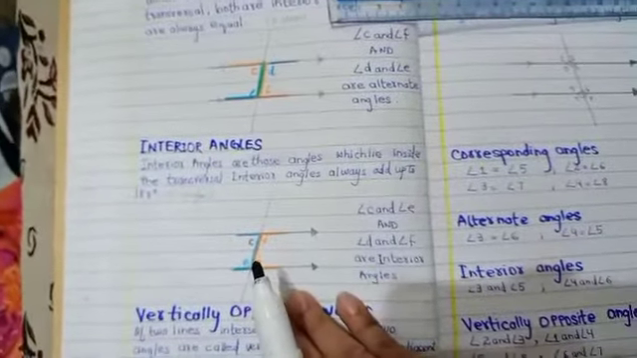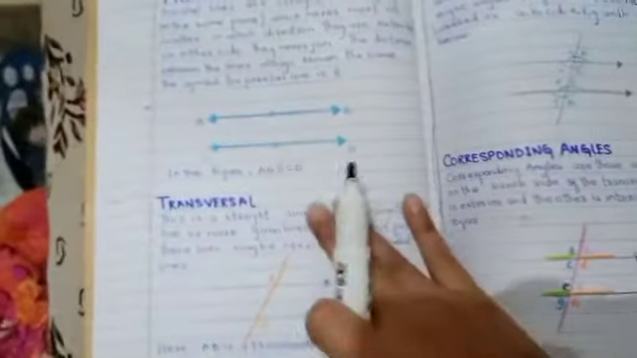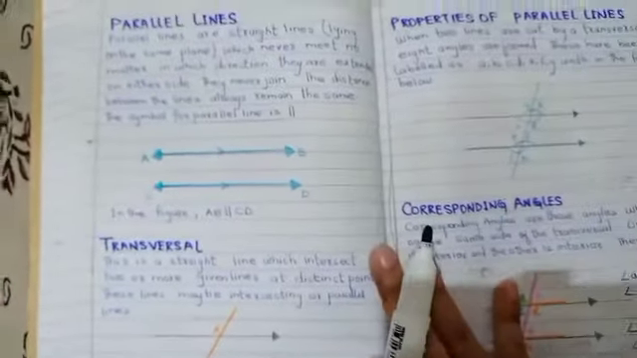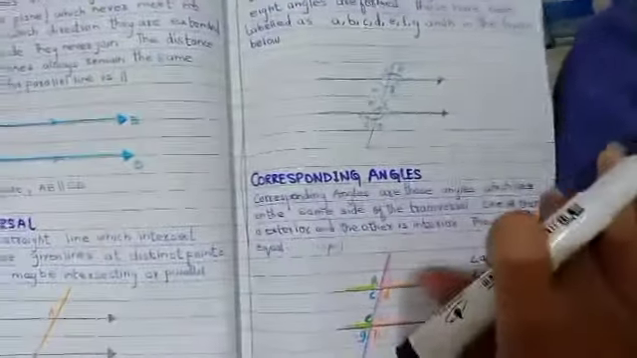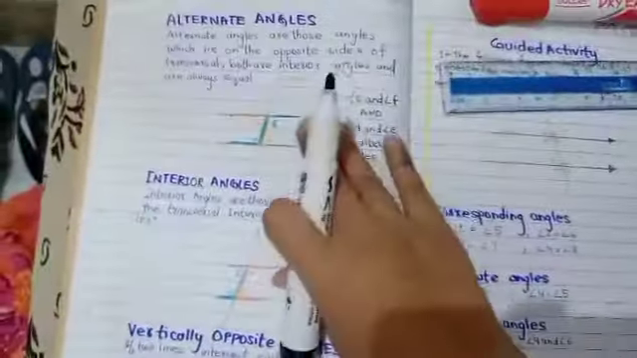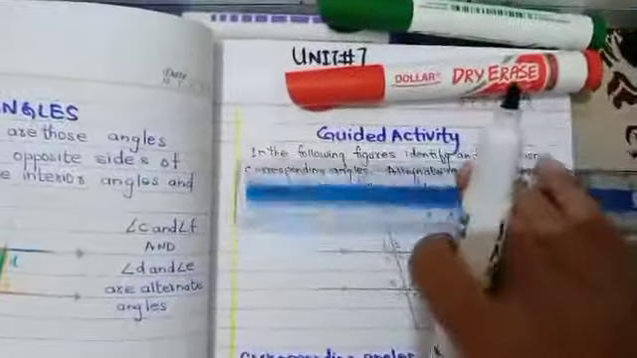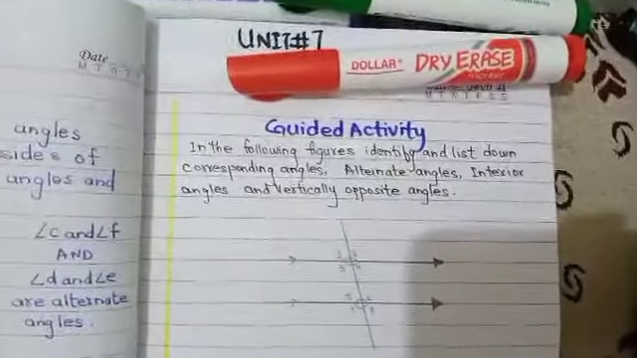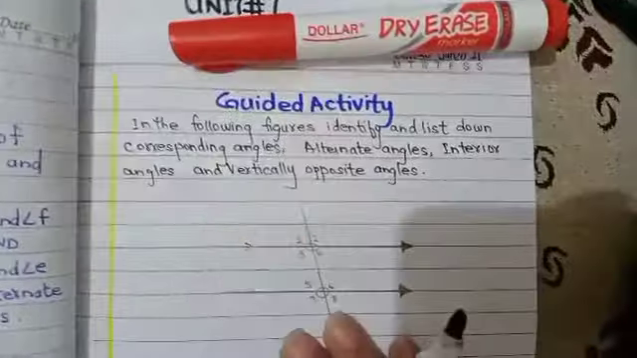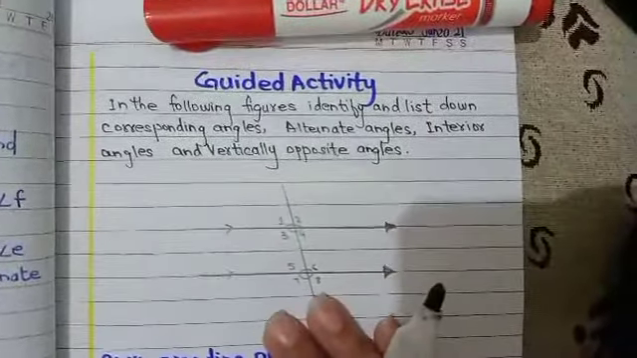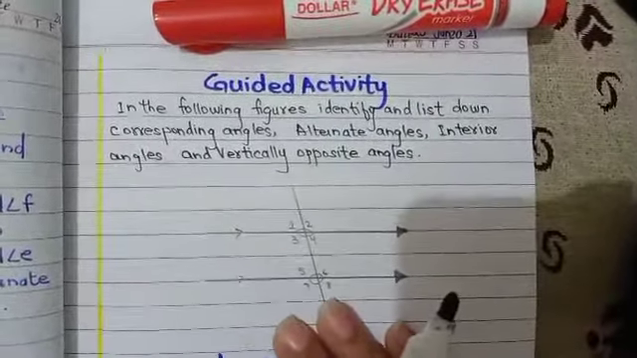I will share all the work with you on the group. You have to write down in the same manner I have written. You will write down the parallel lines definition, the transversal definition, then the properties of parallel lines, then corresponding angles, then alternate angles, interior angles and vertically opposite angles. And the other thing you will do is this guided activity in your fair geometry notebook.